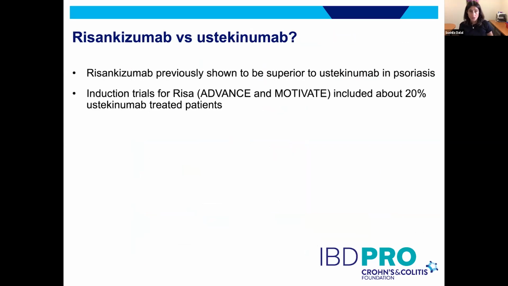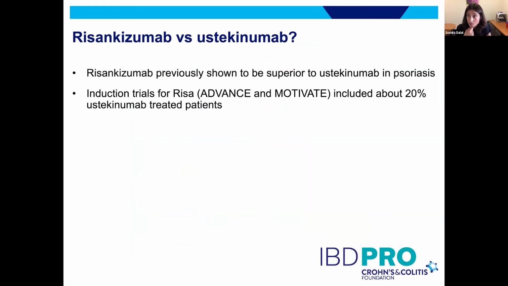So, risankizumab versus ustekinumab. What about if a patient had previously been on ustekinumab, which is IL-12/23? Can you put them on an IL-23, or have they already failed that whole mechanism? We knew from psoriasis that risankizumab was superior to ustekinumab in that setting.